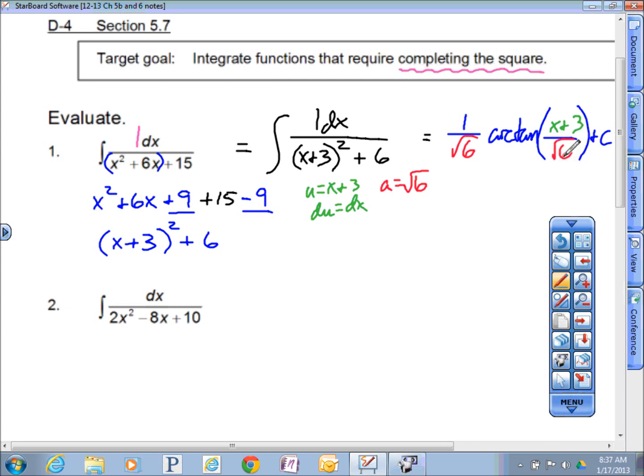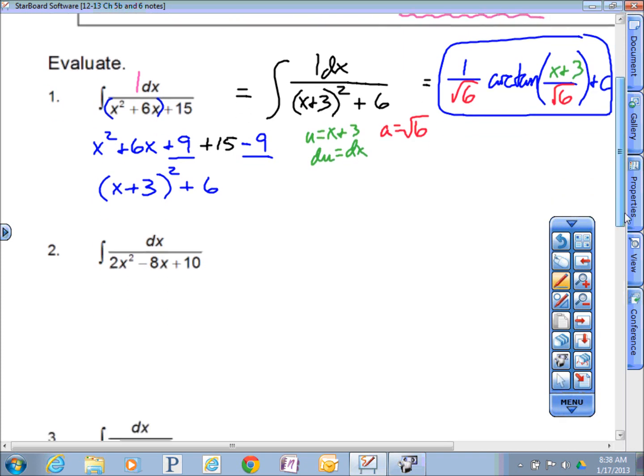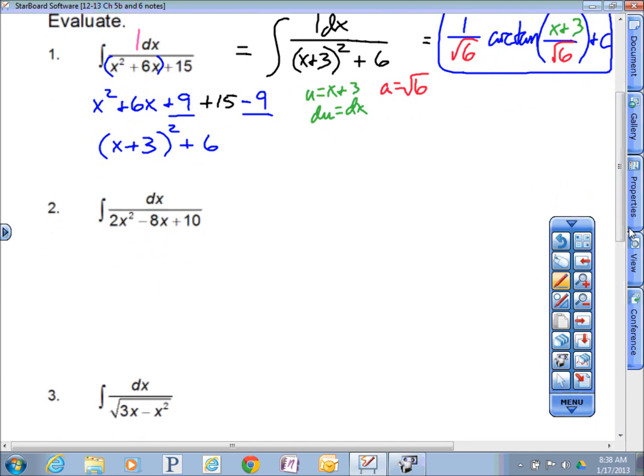So what's going to happen with some of these new problems is you're going to have issues where it might fit arcsine, it might fit arcsecant, it might fit arctangent, but we might have to complete the square in order to make it happen first. So second one, problem number 2. Okay, again, multiple terms in the denominator.